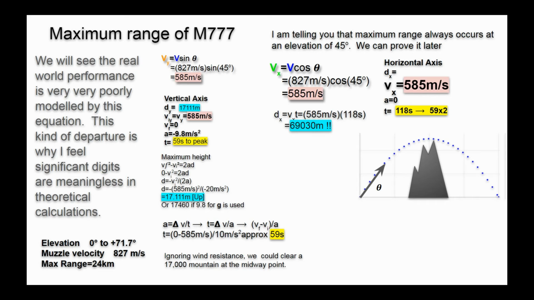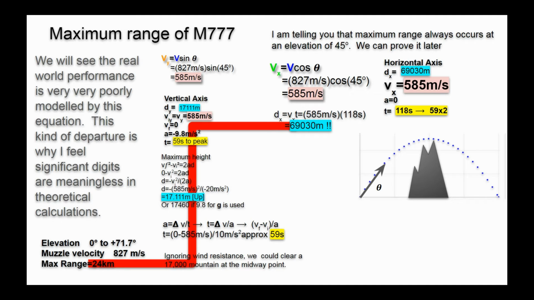Holy moly. Are we like bad with their math or something? We've got a horizontal shooting range of this thing of nearly 70 kilometers. That is like wildly off the actual real value for this device.